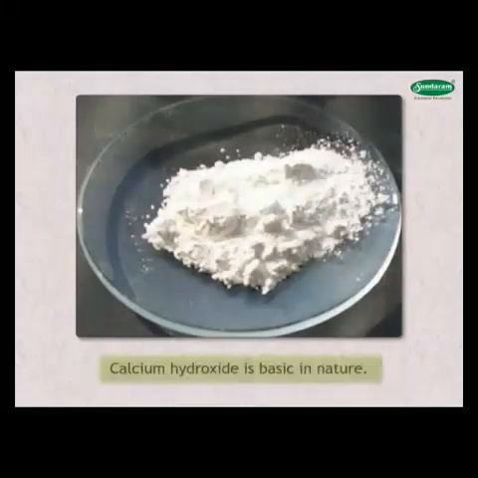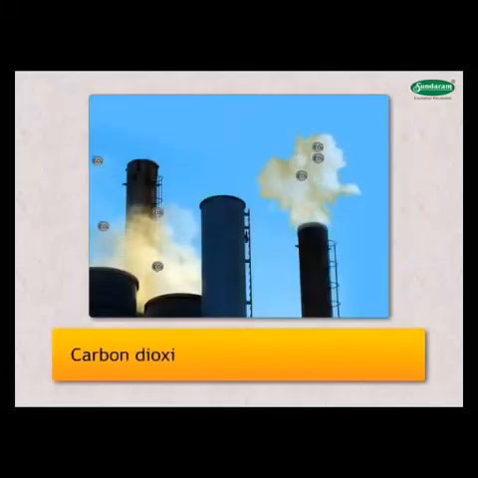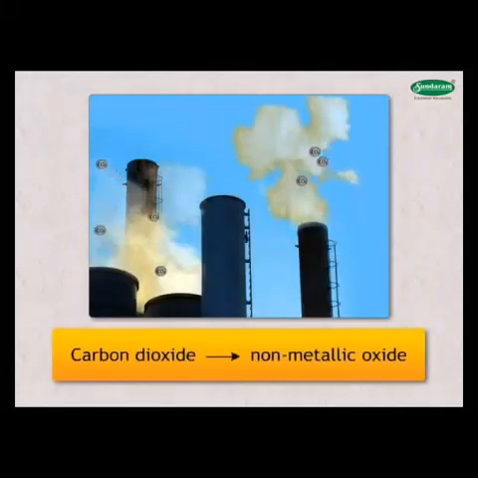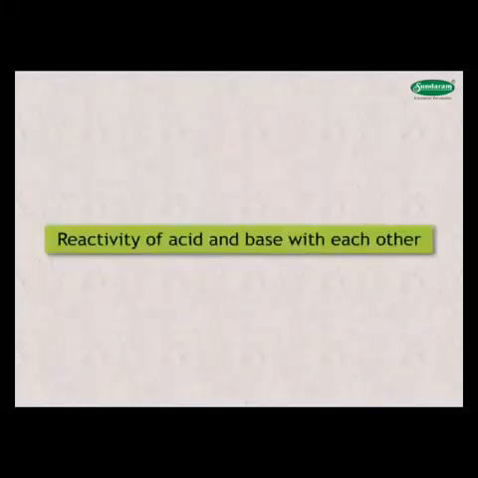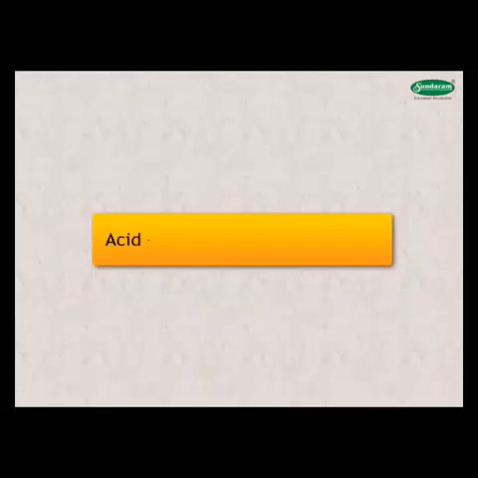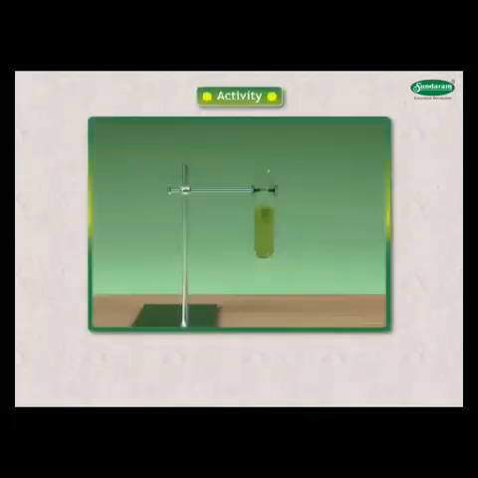You have learnt before that calcium hydroxide is basic in nature. Carbon dioxide is a non-metallic oxide. Calcium carbonate is a salt and water is the product. Let us see how acids and bases react with each other. You have learnt in the previous lesson about the reaction of acid and base forming salt and water. You can perform the following activity under your teacher's supervision.